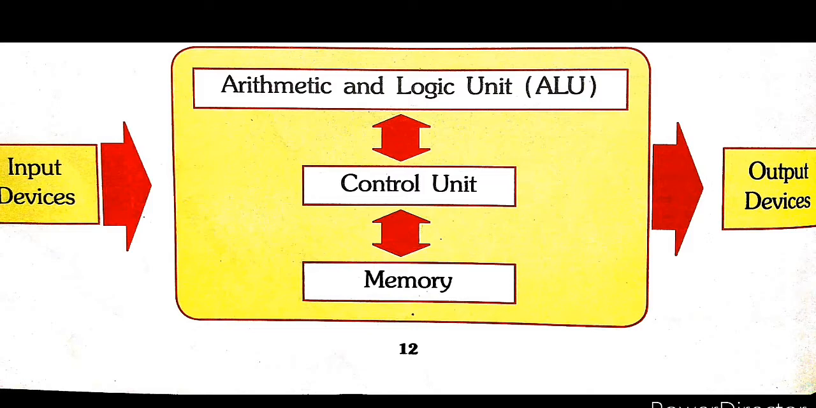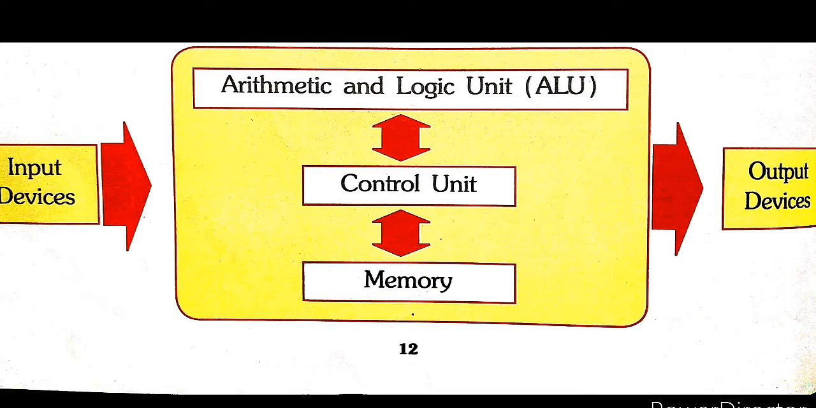The control unit receives data from input devices and transfers it to memory. See the image: the first one is input devices. The control unit receives data from input devices, then transfers the data to the memory unit, which is below the control unit. From memory, the control unit transfers the data to the ALU, that means arithmetic and logical unit, and also gives the necessary commands to the ALU to process the data and produce information, that means result.